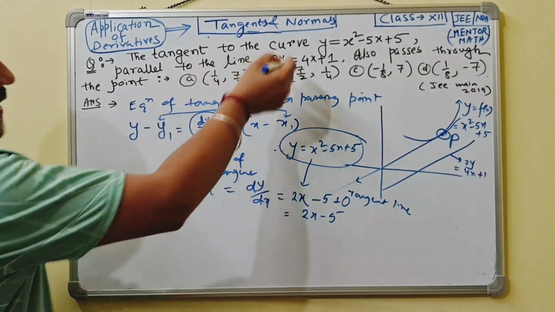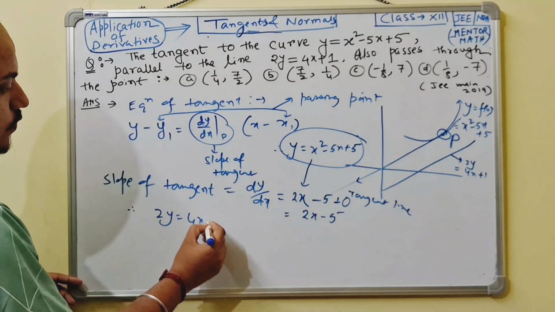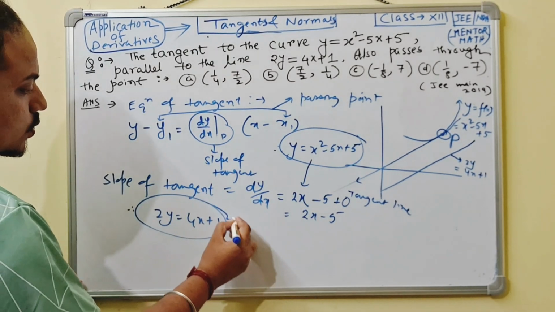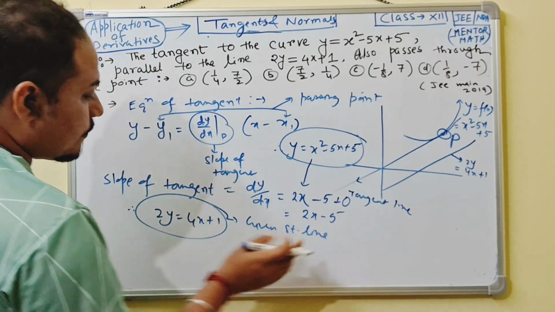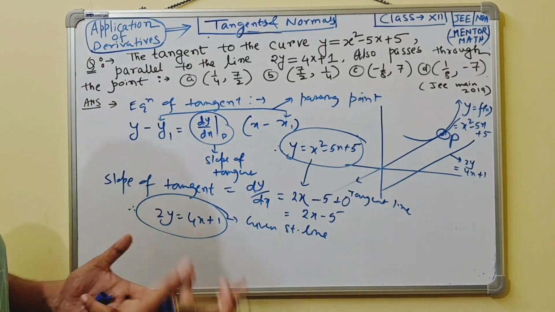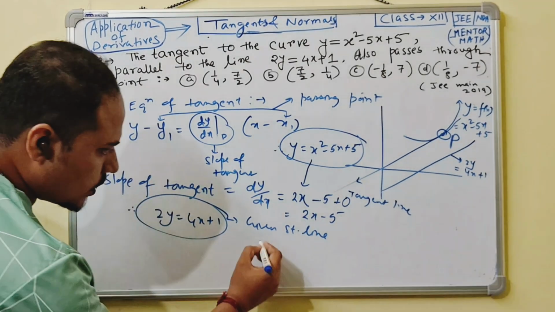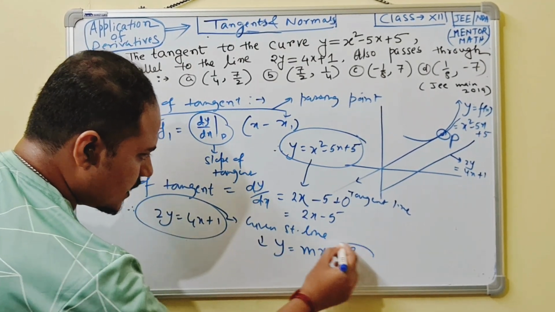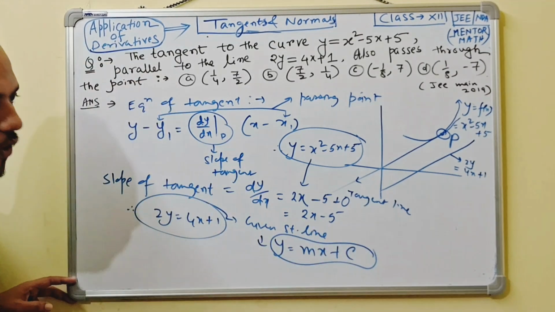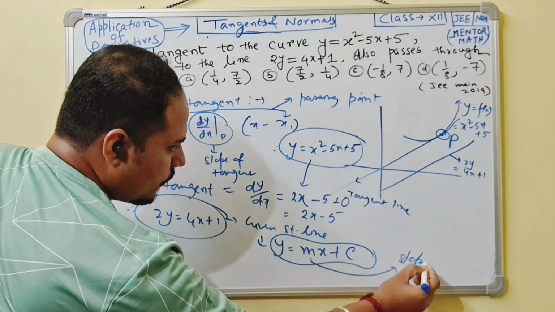Now comes to the given straight line. So what is your given straight line? That is 2y is equal to 4x plus 1. This is your given straight line. Okay. And for any straight line, how do you have to find the slope? You already know in your straight line chapter how you have to find the slope for y equal to mx plus c. So this is your general straight line form, and here the coefficient of x is the slope of the line.